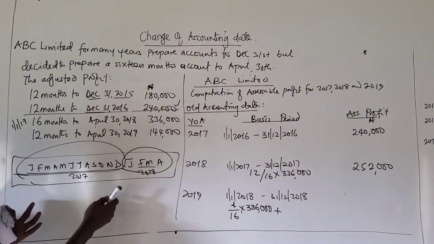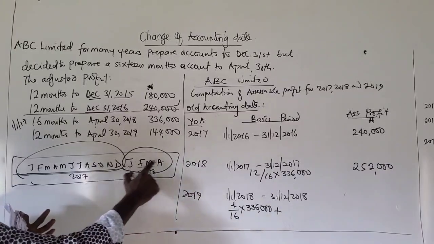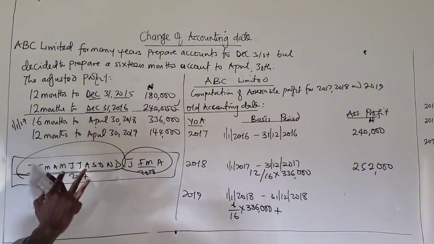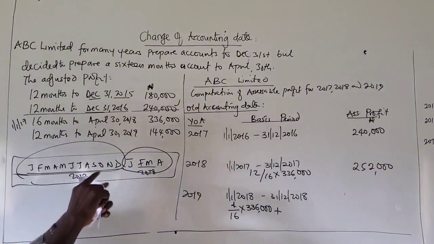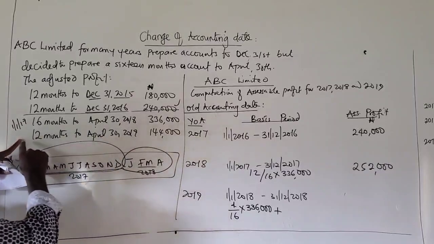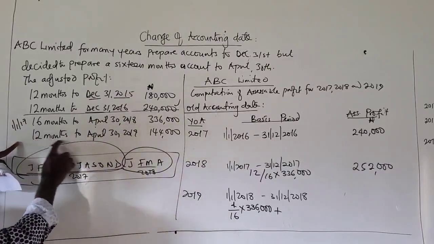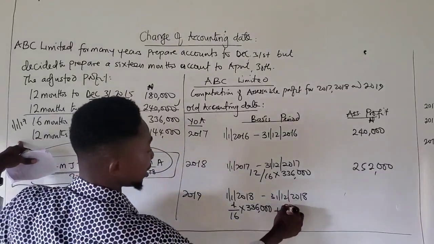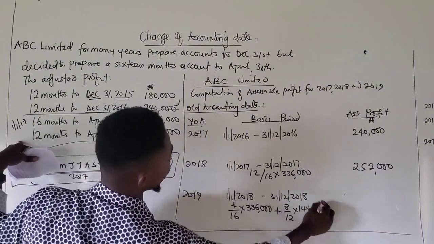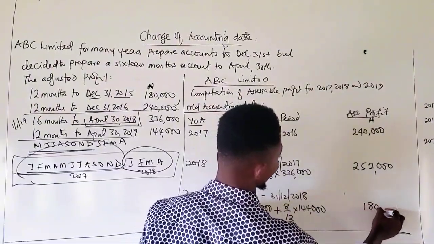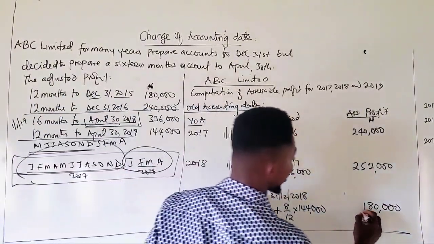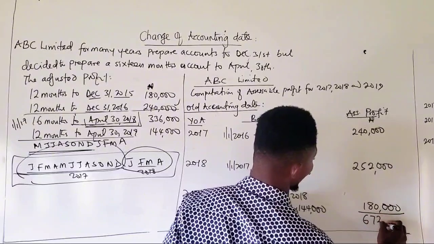We are looking for January to December. We're taking January to April, which is embedded inside this period of 16 months. Remaining May, June, July, August, September, October, November, December, 8 months, falls in this other period. And this is the total period of how many months? 12 months. So you take the 8 over 12 times, 144,000. And when you add together, it will be 672,000.